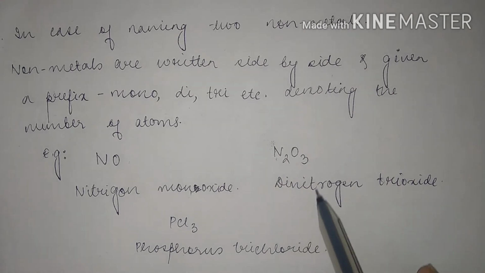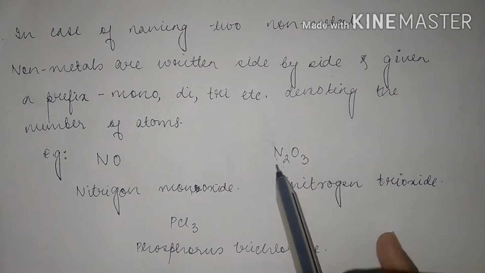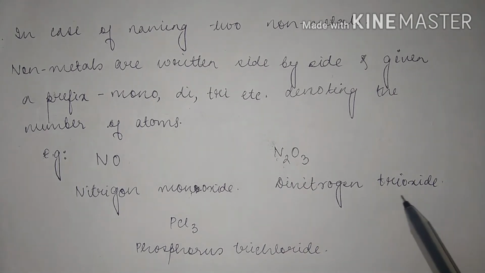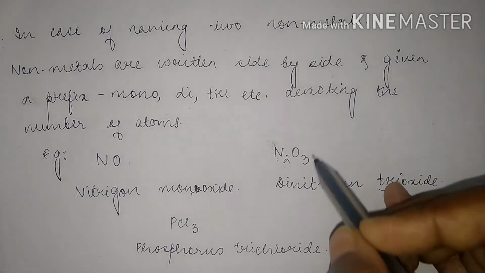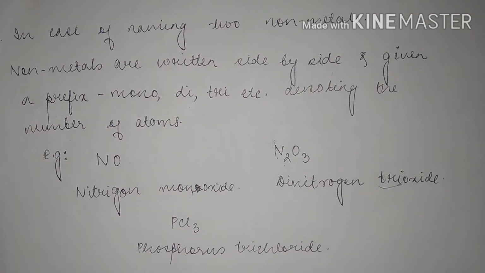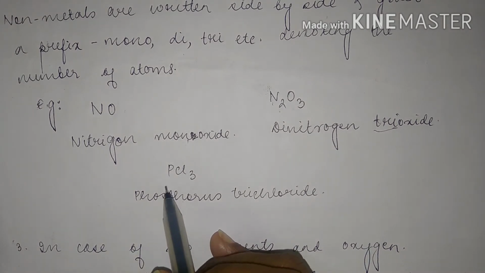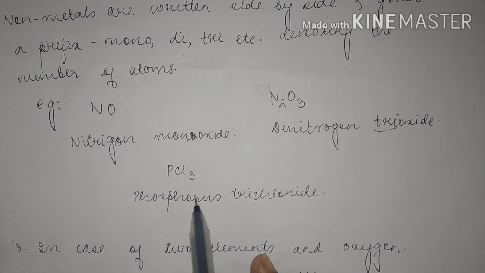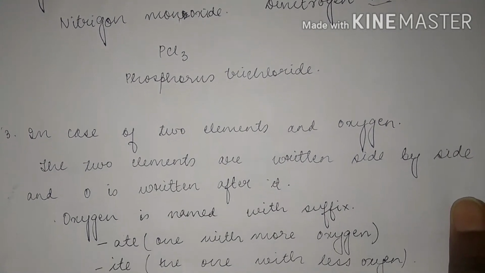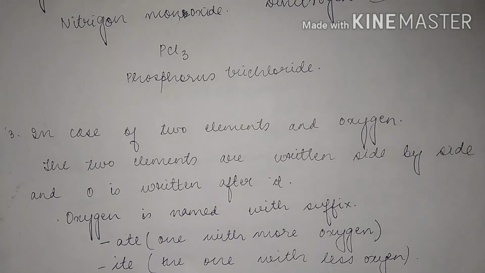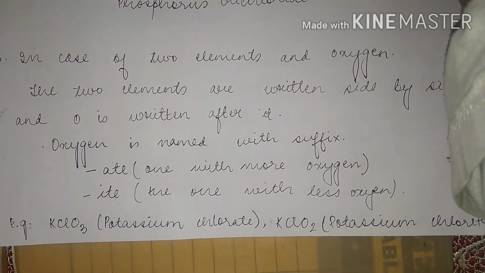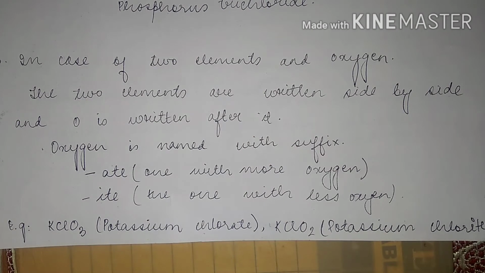Then we have N2O3, that is dinitrogen, because 2 atoms of nitrogen are there, and trioxide because tri denotes 3 atoms of oxygen we have. Then phosphorus trichloride, we have PCl3, phosphorus with 1 atom of phosphorus, here P, and trichloride, there are 3 atoms of chlorine. The third case is, in case of 2 elements and oxygen.